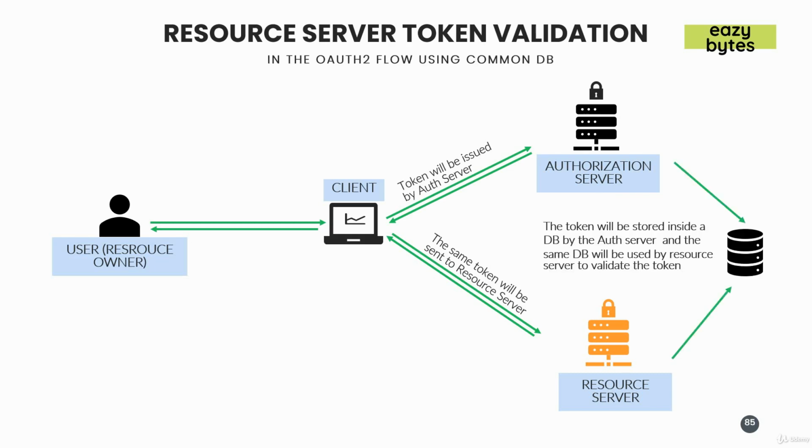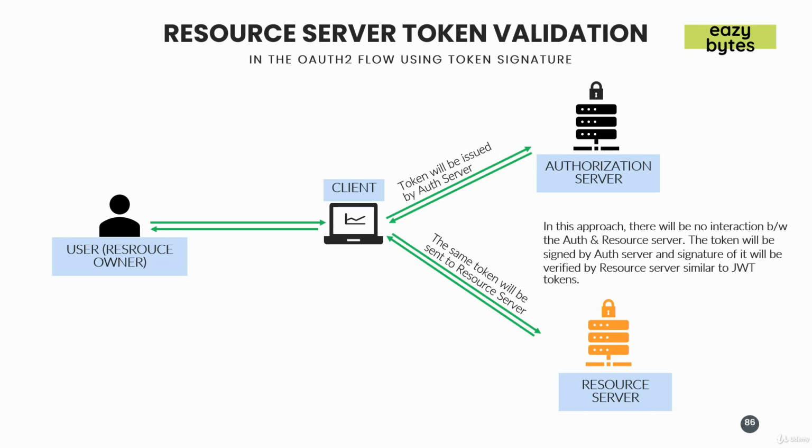And the second way is by having a common database. Whenever an authorization server issues an access token, it can write into a database, and the same database can be pointed to by the resource server also. In such scenarios, the resource server doesn't have to rely on the network to interact with the auth server. It can directly check in the database whether the access token received from the client is really issued by the auth server or not, what time it was issued, and whether it is expired or not.